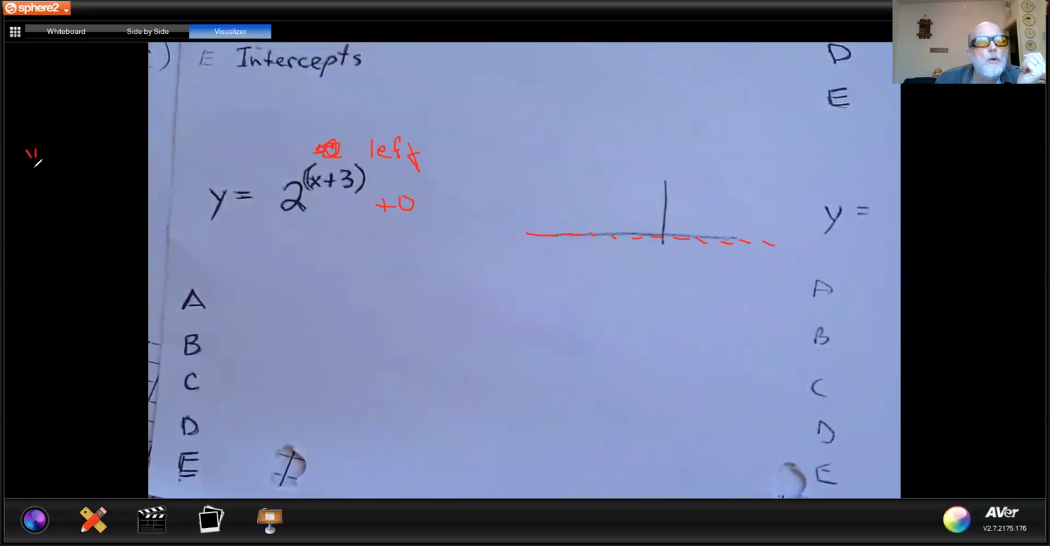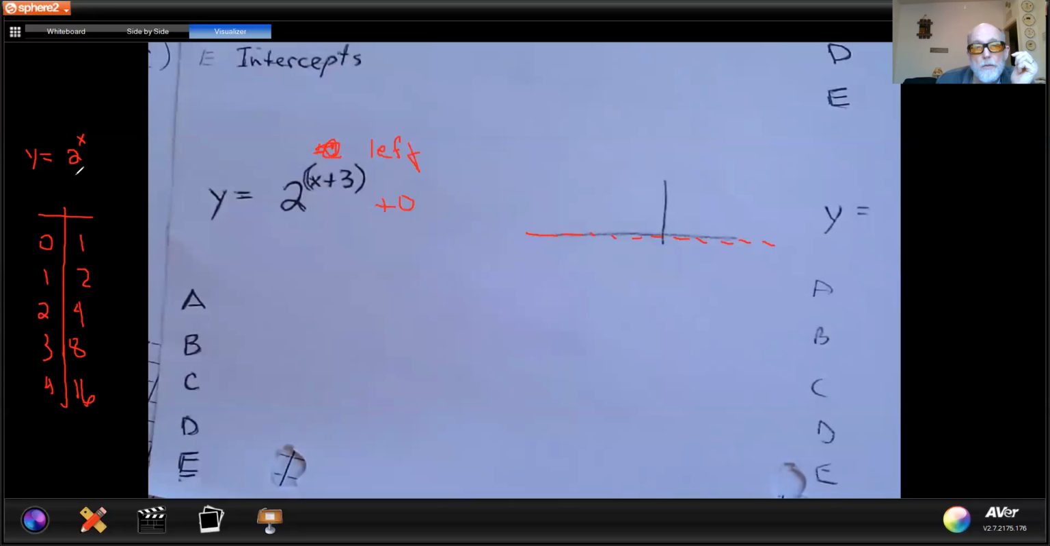Let's just do y equals 2 to the x, right? So if I was picking numbers, if I pick 0, I know it's 1. 2 to the 1 power is 2. 2 to the 2 power is 4. 2 to the 3 power is 8. 2 to the 4 power is 16, right? We have that list of exponents. We know what they are. 2 to the -1 power would be 1/2, right?